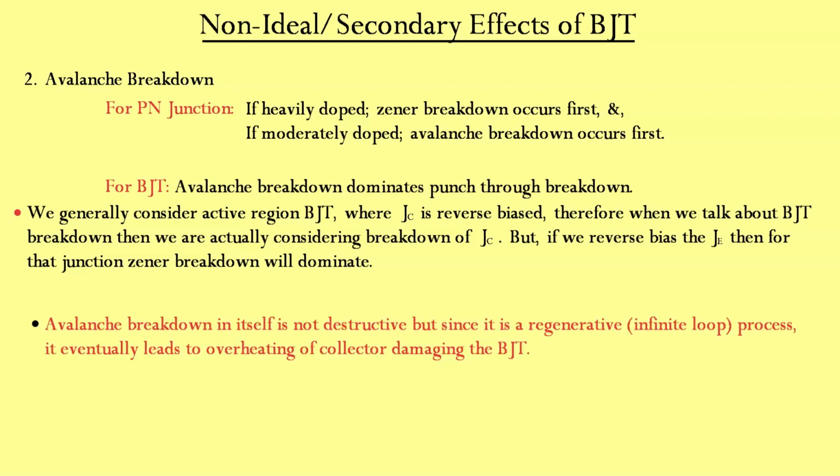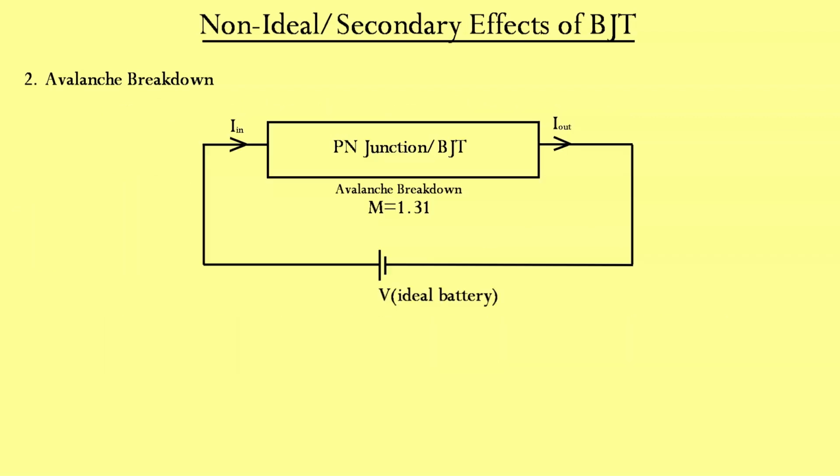Avalanche breakdown in itself is not destructive, but since it is a regenerative process, it eventually leads to overheating of collector, damaging the BJT. Take any random device. It can be both a PN junction as well as BJT. We will connect it with an ideal battery such that the battery is able to produce high currents without being damaged. Further, assume that this device is going through avalanche breakdown with multiplication factor say 1.31. Therefore, output current of this device will be equal to 1.31 times input current.